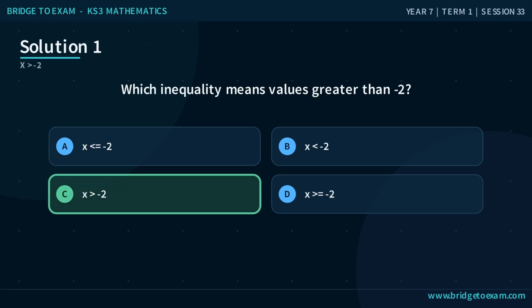Option C is correct. x is greater than -2. Greater than is strict, so use an open circle at -2 and point the arrow right.